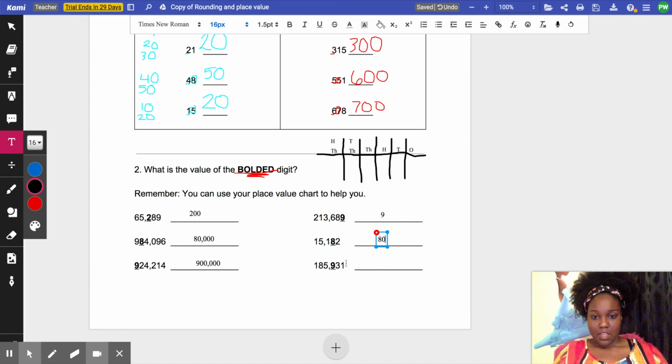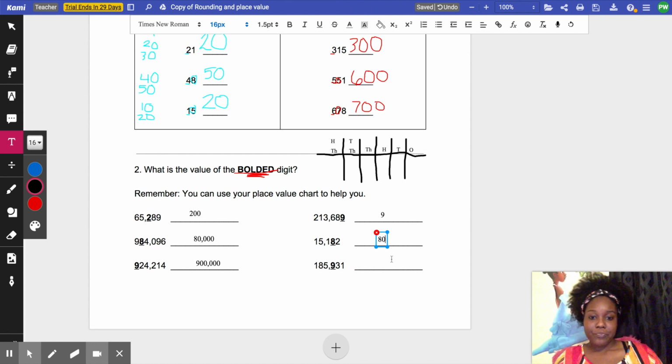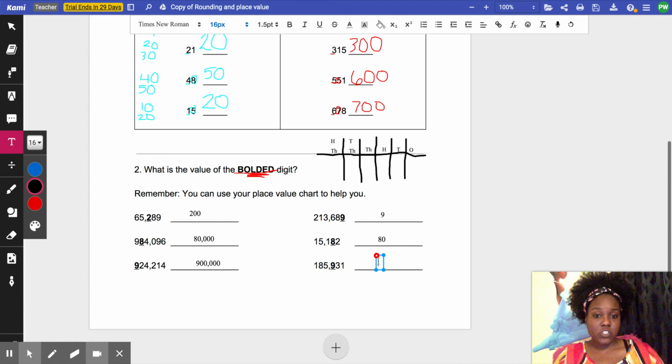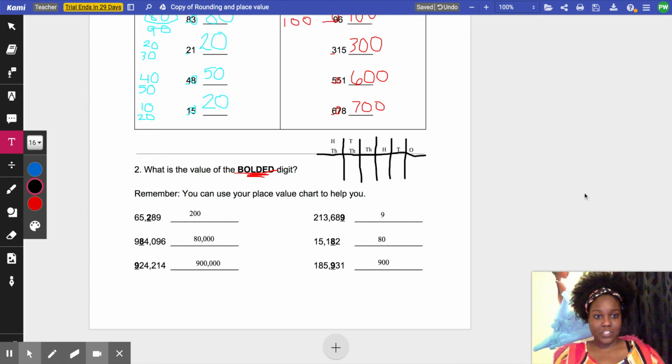All right, last one. Whoop, whoop. We have the number 185,931. We count our place value, starting the ones, tens, hundreds. We have 9 hundreds. So the value of the 9 in this number is 900.